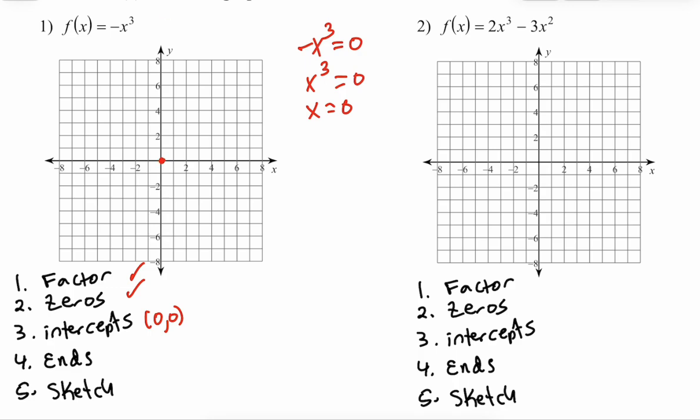Now, if you recognize this is a parent function that has just been multiplied by -1 or flipped over, we know that it's going to take our cubic and flip it upside down. So the left end's going to go up and the right end's going to go down because our lead term is -x cubed. It's our only term. So we know some stuff about that parent function. So that leads us very easily to sketch it.